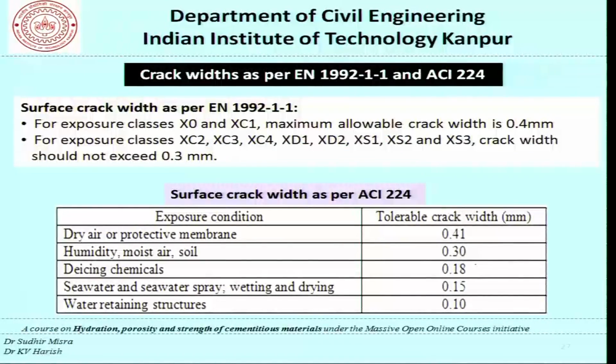Crack widths as far as EN 1992 and ACI 224 are concerned, this table here gives you the different numbers, and we can see that we are talking in terms of crack widths of the order of about 0.4, and in the case of ACI 224 also, it is the surface crack width that we are talking about, and that is given to be 0.4 millimeters and so on, depending on the different exposure conditions.